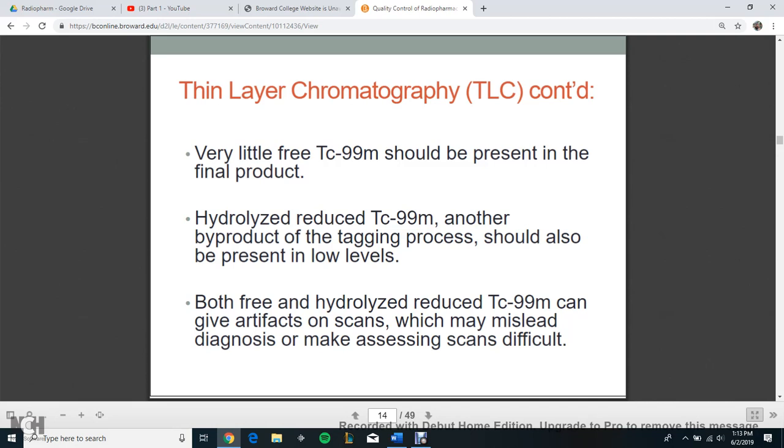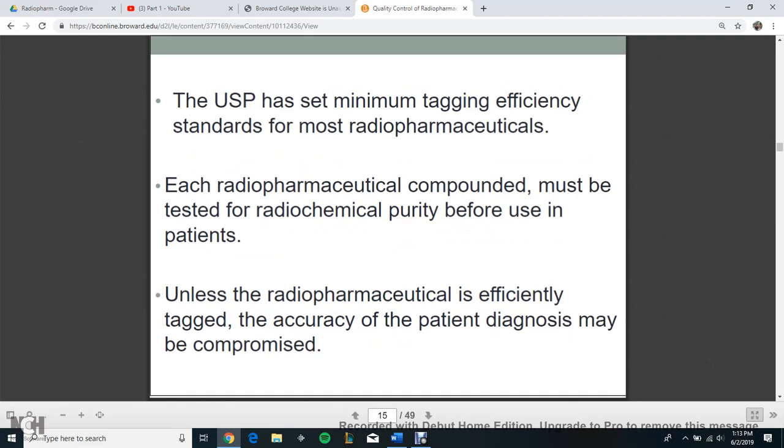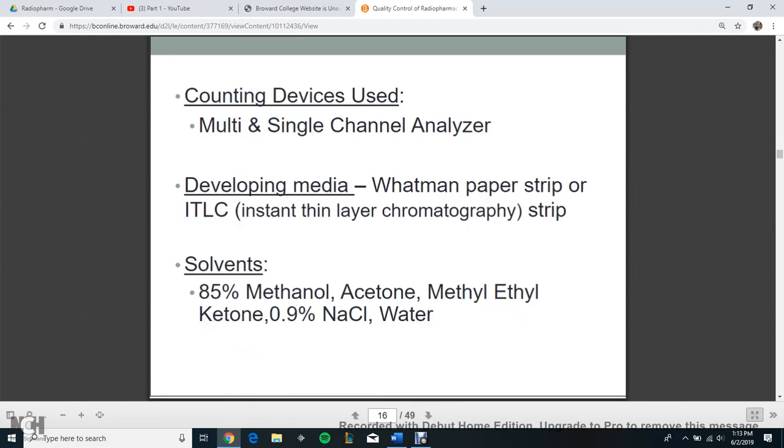Both free and hydrolyzed reduced technetium-99m can give artifacts on scans, which may mislead diagnosis or make assessing scans difficult. The USP has set the minimum tagging efficiency standards for most radiopharmaceuticals. Each radiopharmaceutical compounded must be tested for radiochemical purity before use in patients. Unless the radiopharmaceutical is sufficiently tagged, the accuracy of the patient diagnosis may be compromised.